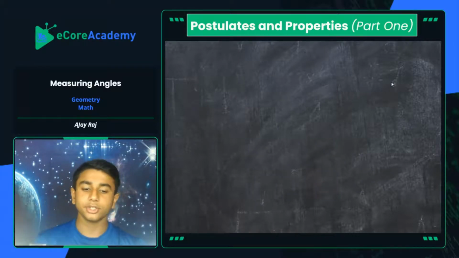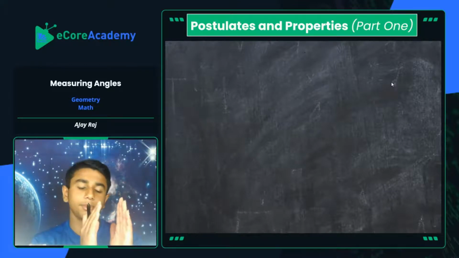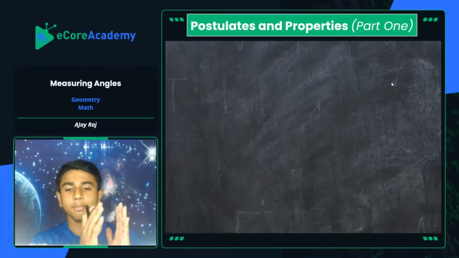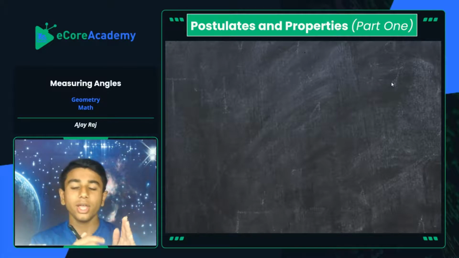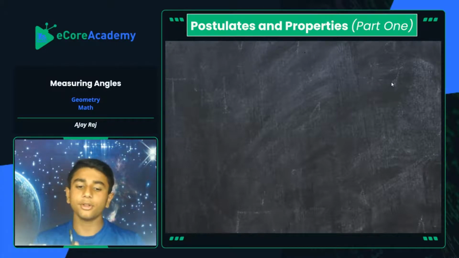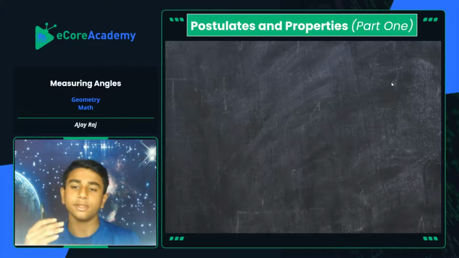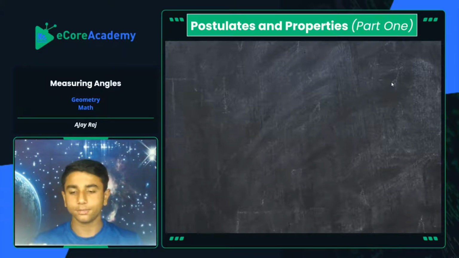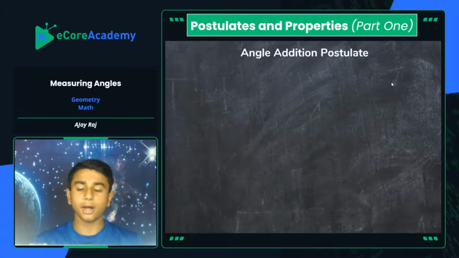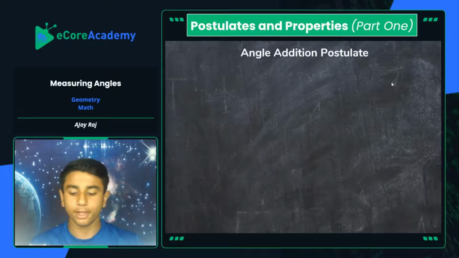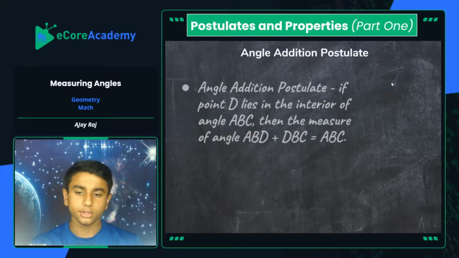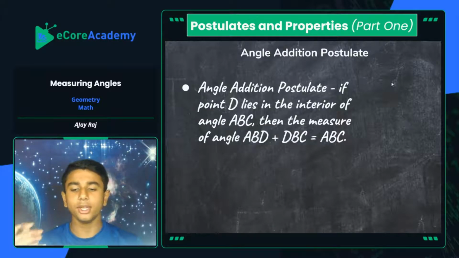Next, we're going to look at postulates and properties. So now we've completed our first section on how to actually measure an angle and how to identify an angle. Now we're going to look at more of the relationships and concepts and the properties that angles must follow. So we're going to look at our first postulate, which is the angle addition postulate. And if you guys don't know, a postulate is basically a geometric law that must be followed for all given concepts.